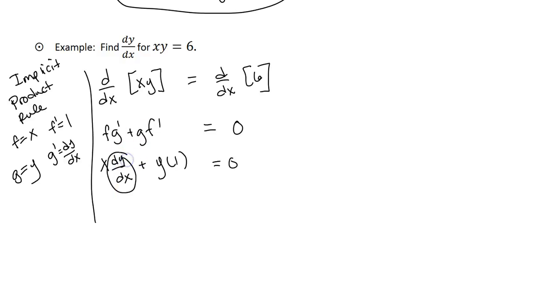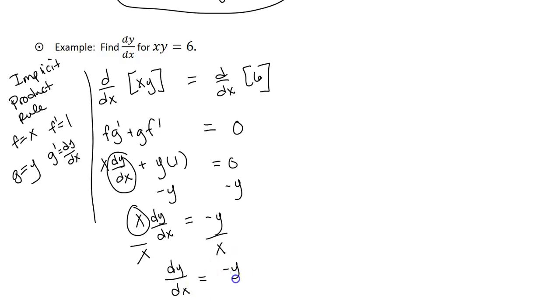So again, I'm trying to get dy over dx by itself, so I'm going to subtract y. I get x dy over dx equals negative y. And then I'm going to divide by x. So I get dy over dx equals negative y over x. Now from here, you could leave it like this. There's nothing wrong with that.